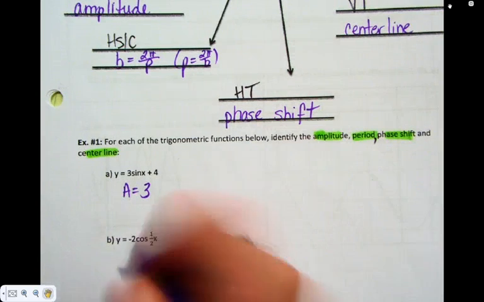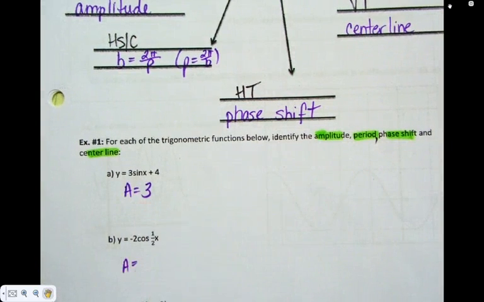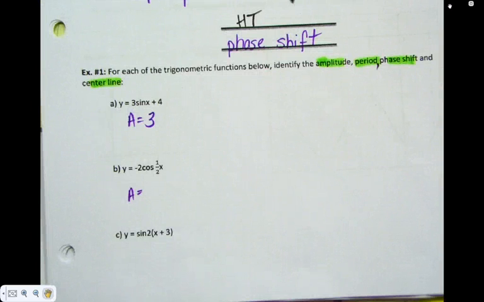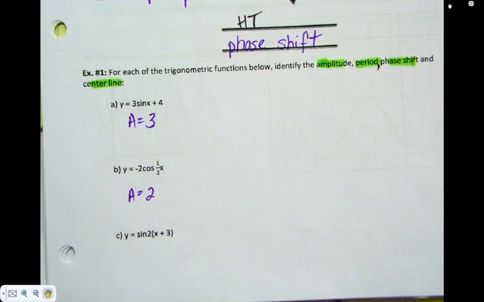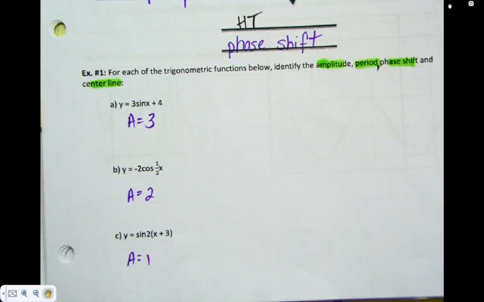I'll come back and do the other ones. I'm going to do all the amplitudes first. For B, it's whatever's in front. If it's negative, we take the absolute value because the distance can't be negative. So we would say the amplitude is 2. The last one, there's no number in front. Oh, but yes, there is. It's a 1. Okay, so amplitude's the easiest. It's the number in front. Take the absolute value if it's negative.